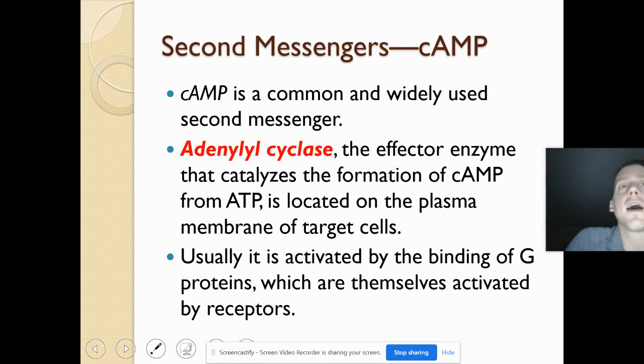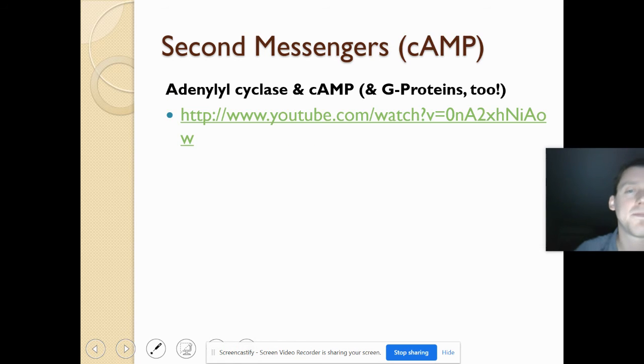cAMP is a common and widely used second messenger. Adenylyl cyclase is the effector enzyme that is going to make cAMP from ATP. So ATP is the inactive second messenger, cAMP is the activated second messenger. Usually cAMP is made from a G protein. So a G protein receptor is usually going to be associated with production of cAMP.